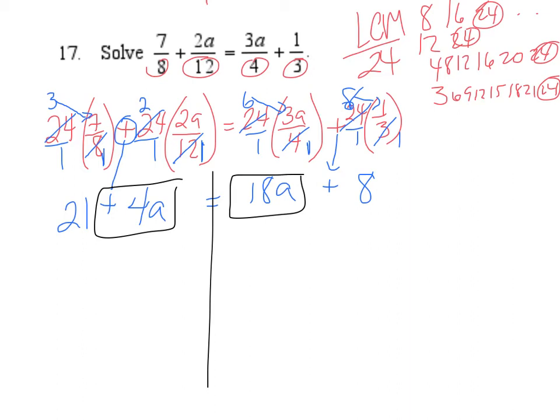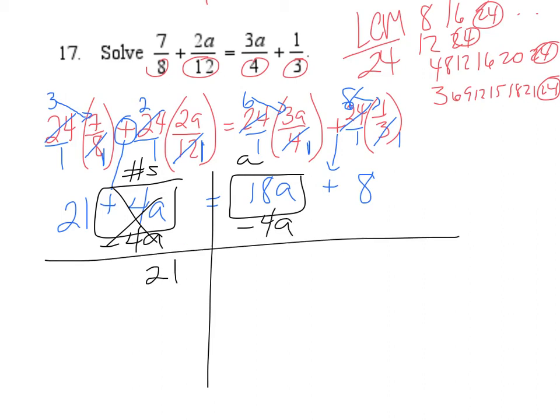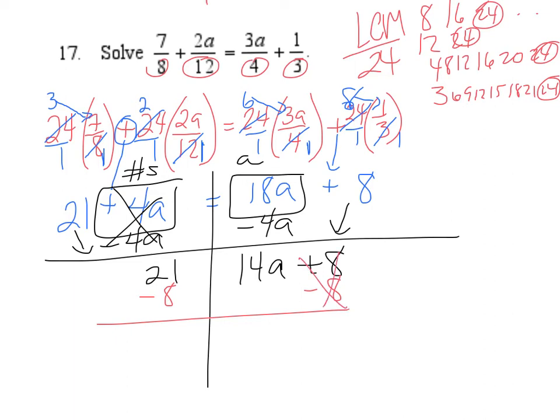So I'm going to box in my A's. And so we're going to see this side's bigger, so my A's over here, my numbers over here. So I'm going to subtract 4A to move it. Subtract 4A over here. So I have 21 equals 14A plus 8. So I just brought down the 21 and brought down the 8. Now I need to move the 8, so I subtract 8 because I have to do the opposite operation. So I get 14A.